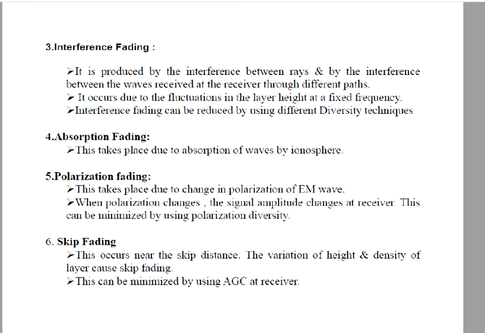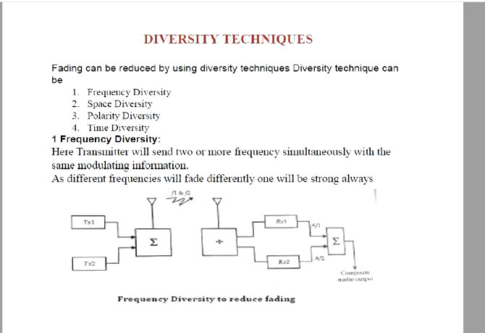Next is skip fading. This occurs near the skip distances, that is, the variation of height and density of the layer causes skip fading. This can be minimized by using AGC at the receiver. AGC means automatic gain control unit at the receiver. Okay, next we shall see the different diversity techniques, and the fading can be reduced by using them. These are frequency diversity, space diversity, polarization diversity and time diversity.